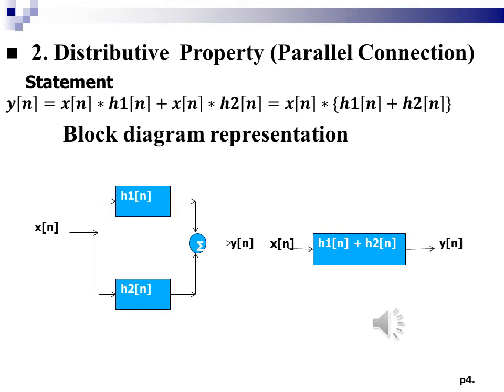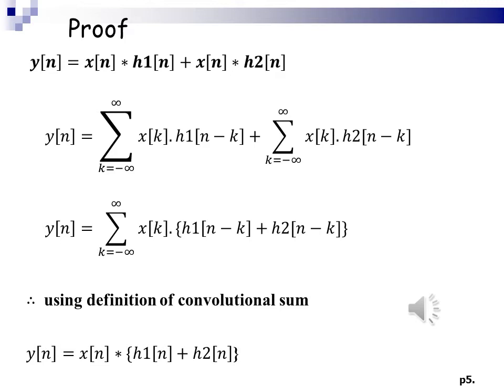Now let's go for its proof. Now to prove the distributive property, or to prove any property of convolution or any transform, whatever we will be studying in this subject, remember that the basic definition we should apply first. So here you can see that the output of the first system is y of n, which is equal to x of n convolved with h1 of n plus x of n convolved with h2 of n.